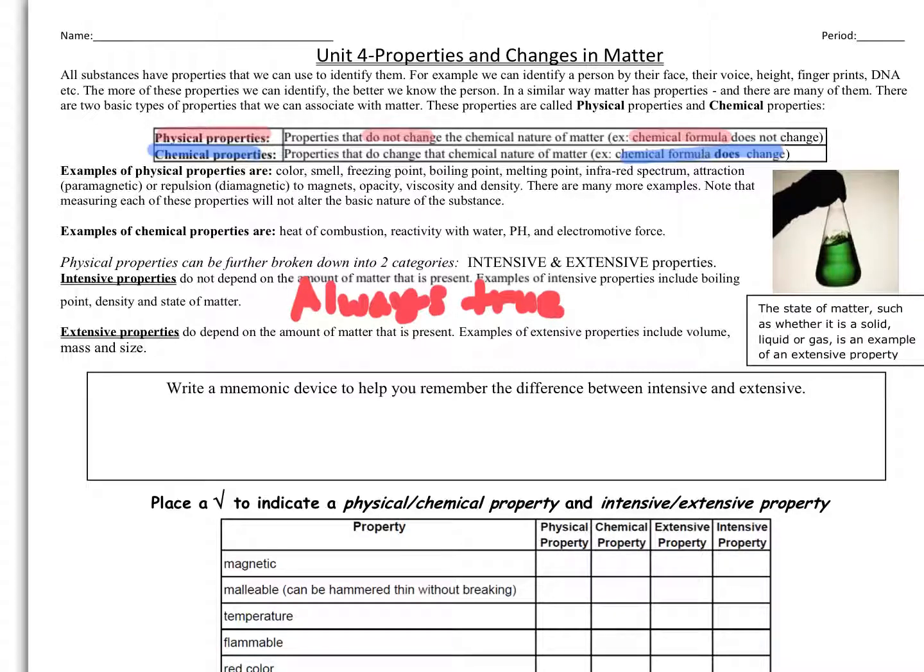So saying that something is white, well, that's going to always be true of it. But saying that it is 1 centimeter by 1 centimeter is not always true. These are the properties that only apply in this certain situation. So I want you to write a mnemonic device to help you remember the difference here. So mnemonic devices are rhythmic phrases that help you remember something.